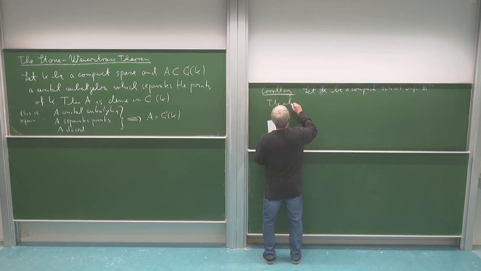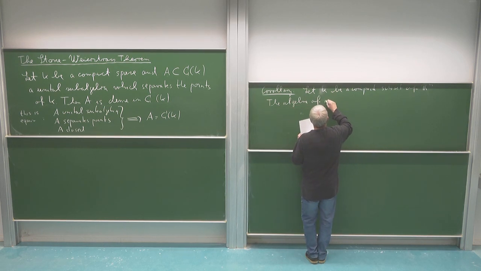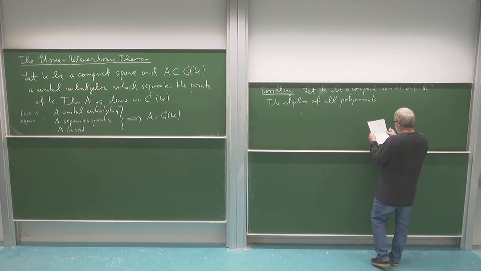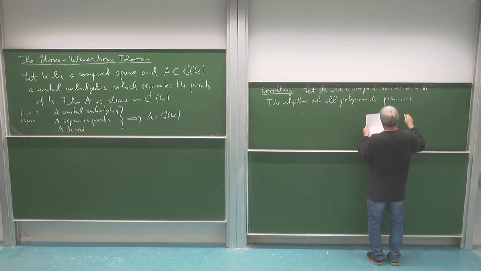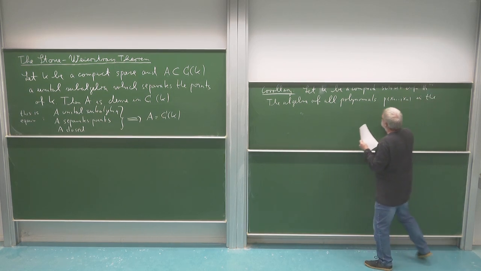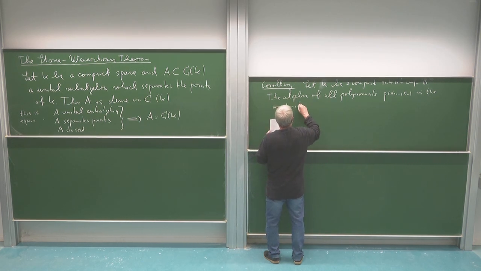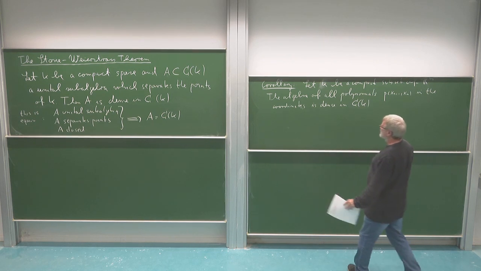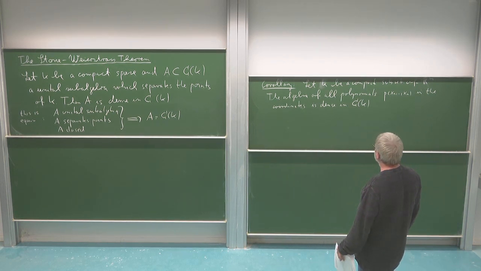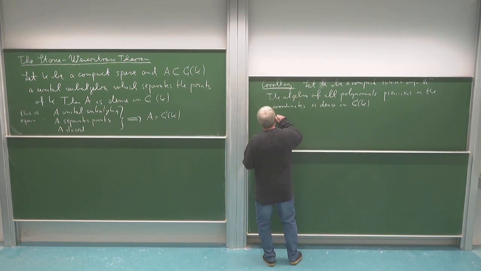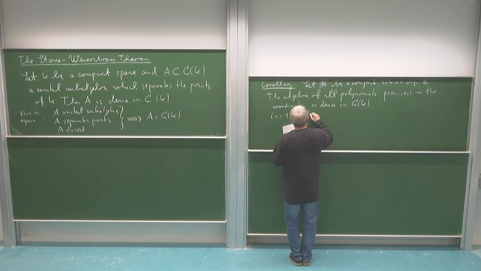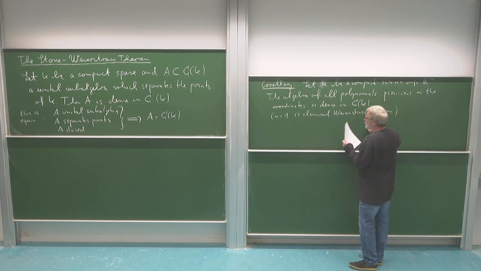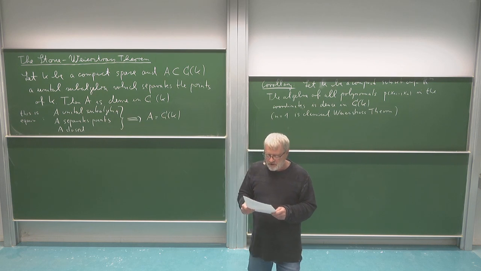So what we get then from this is that the algebra of all polynomials, and of course it's a unital algebra because a constant polynomial is of course also part of this. So those are P of x1 up to xn in the coordinates. So this is dense in the continuous functions on K. And n equal to 1 is exactly the classical Weierstrass theorem. But general n is not harder here. It's the classical Weierstrass theorem.